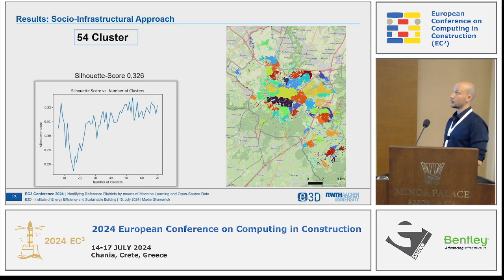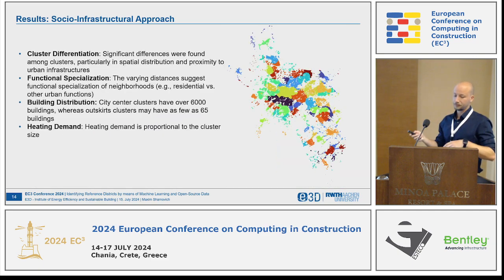The first model produced 54 clusters with a silhouette score of 0.326, not very strong, but we already can see from the map, so this is a map of Aachen with already the 54 clusters found. You can see that in the first model we have a very big center, and the further we go from the center, the smaller and smaller the clusters become. And this should, of course, be obvious because most infrastructure is centered in the center of the city.